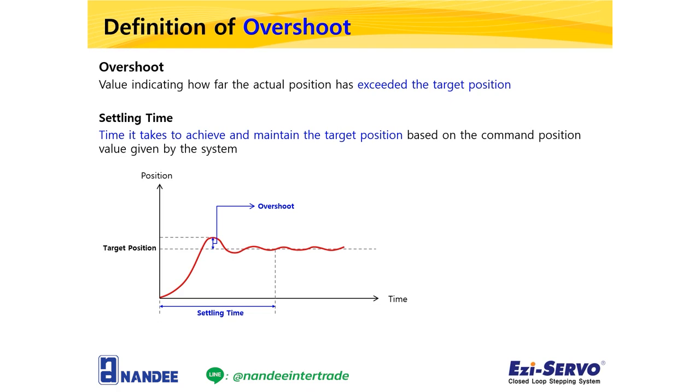And overshoot is related to settling time, which is the time it takes to achieve and maintain the target position based on command position value given by the system. In simple terms, the settling time is the time it takes for the motor to reach its target position. In other words, the larger the overshoot, the longer the settling time.